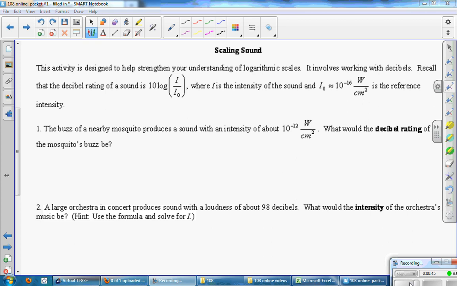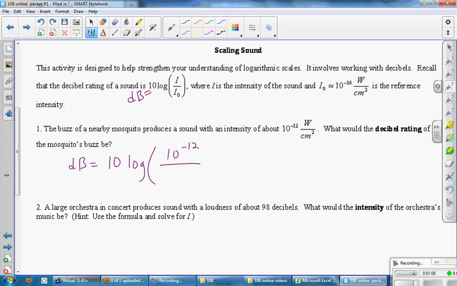Number one, the buzz of a nearby mosquito produces a sound with intensity of about 10 to the minus 12 watts per square centimeter. What would the decibel rating of the mosquito's buzz be? The decibel rating is just given by that formula right there, so we just have to plug in. Number of decibels is 10 log of the intensity, given in the problem as 10 to the minus 12, divided by I sub 0, which is always 10 to the minus 16. It's always, always, always that.